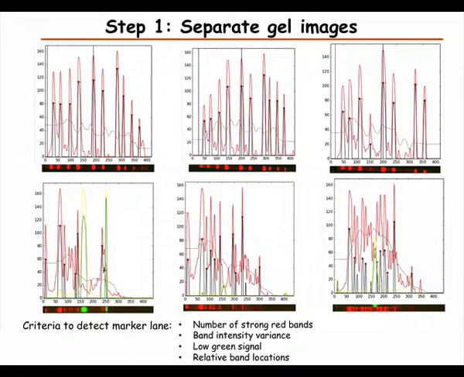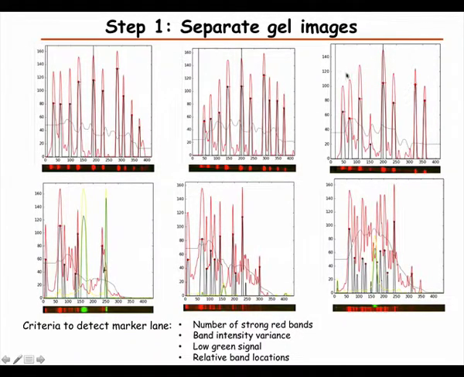Then a few different things can happen. So these are two of the marker lanes that look quite good, meaning that there's a strong red signal and almost no green signal. The intensities of most of the bands are similar, although it goes down a little bit at the low molecular markers. So that looks decent.